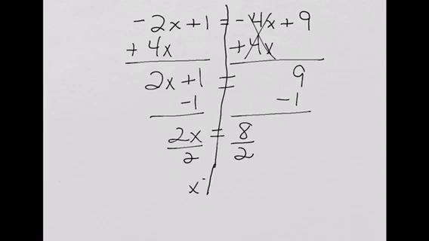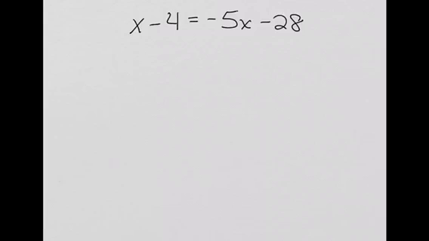X equals 4. Now you can substitute that 4 back into the original equation to make sure that both sides of the equation equal the same thing. In this case, if you put a 4 in on the left-hand side of the equation, you should get negative 7. If you put it back on the right-hand side of the equation, well, you also get negative 7. So that works. Okay, let's take a look at another one.